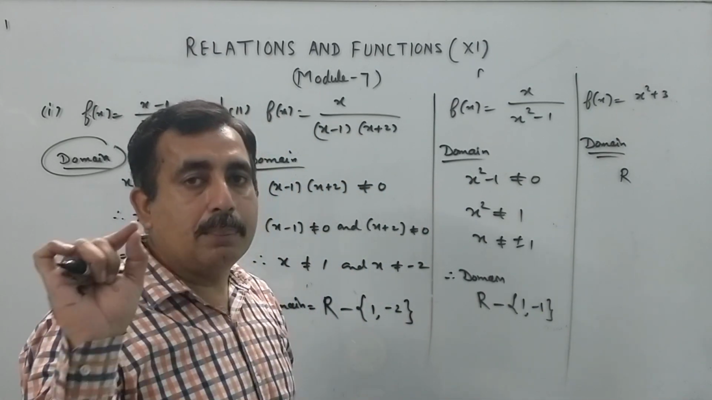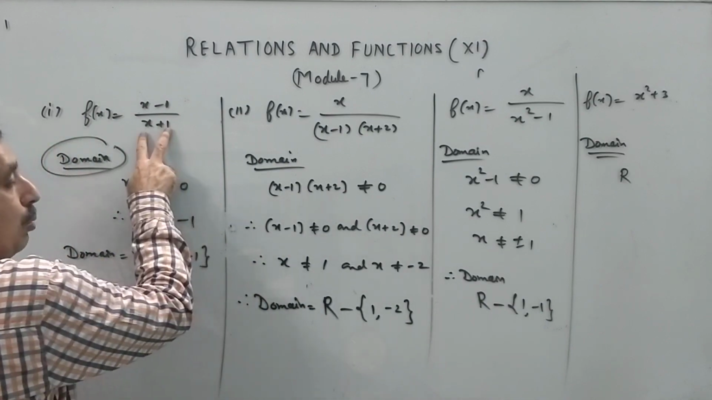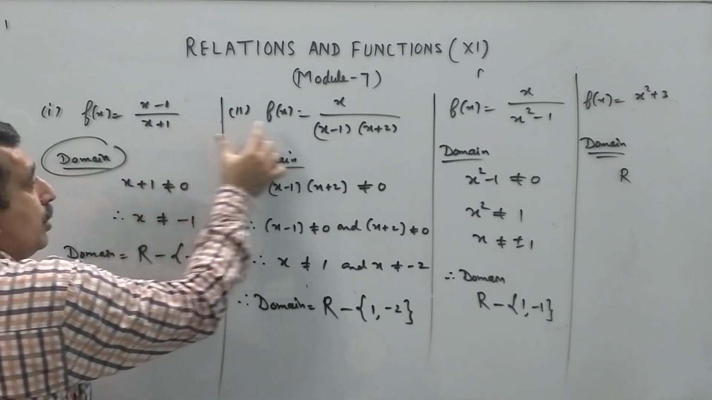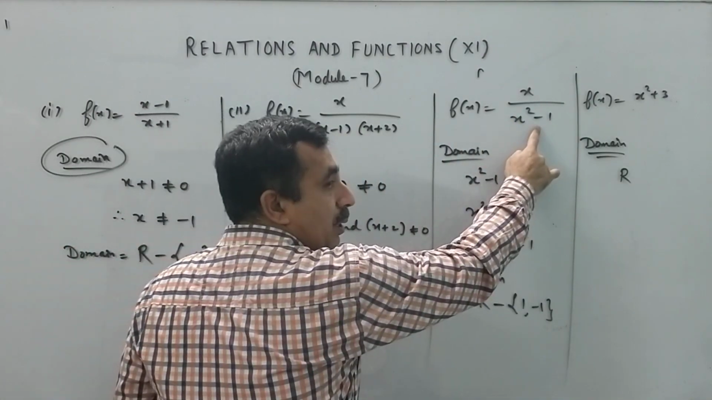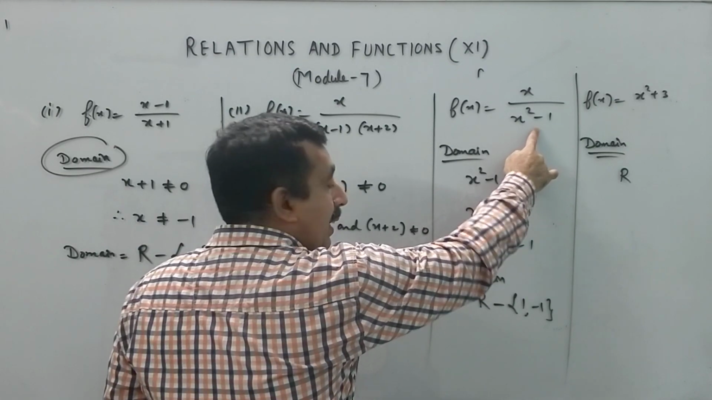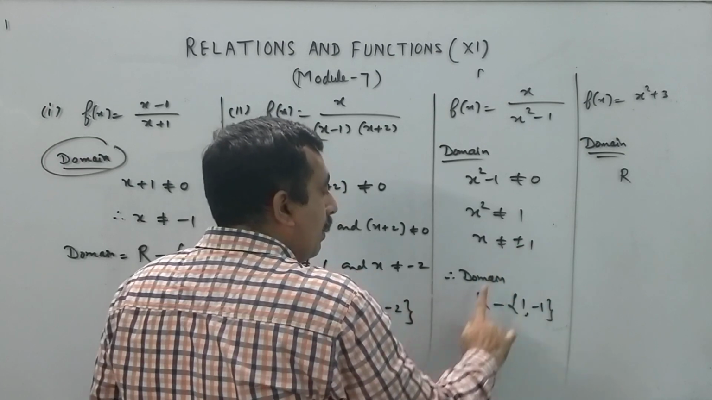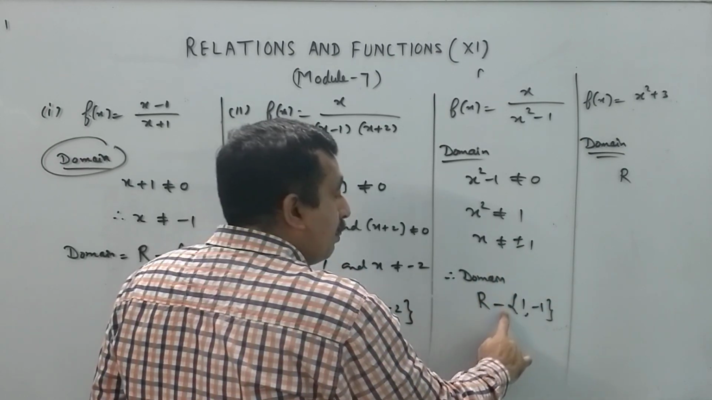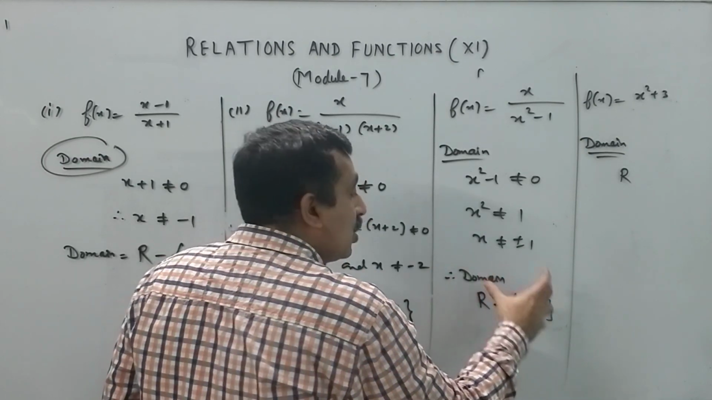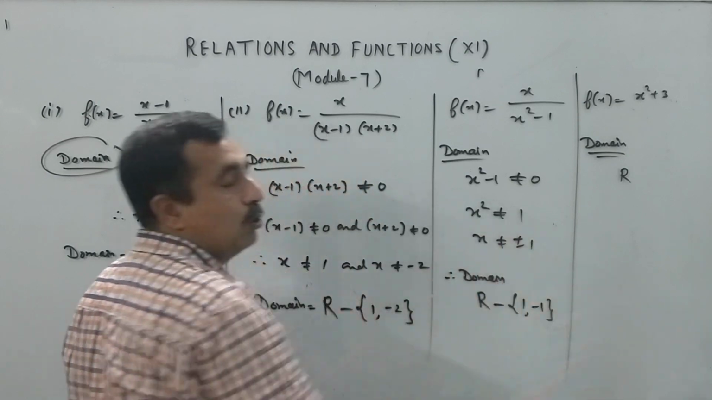The first thing we have to keep in mind is that the denominator should not be equal to 0. This value is not equal to 0, this value is not equal to 0, this value is not equal to 0. Find out the value of x. X should not be equal to +1 and -1. From R, you have to subtract, you have to leave these two numbers, and the remaining is the domain.